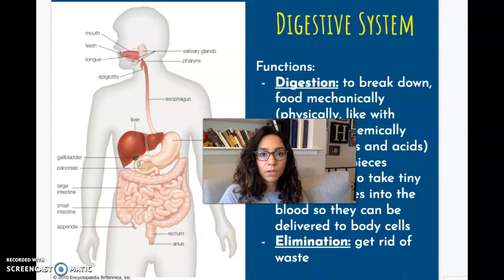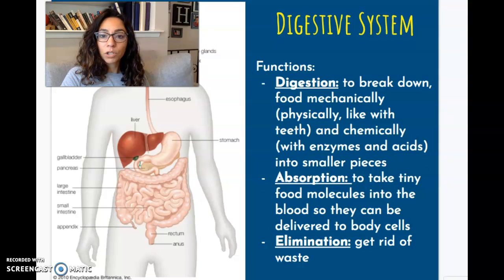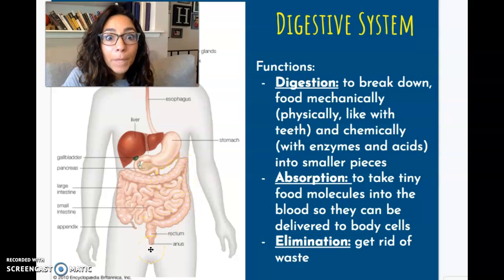Next, we've got the digestive system. So let me move myself so you can see. It has a couple important functions. Break down food, right? Digestion. We can do that mechanically with our teeth, right? By chewing, or chemically, like with the enzymes and acids in our stomach, into smaller pieces. Once they're broken down in the stomach, food goes into the small intestine where it can be absorbed. So those tiny little food molecules that we broke them down into, they can pass into the capillaries of the blood and can be delivered to body cells. And then whatever we don't need, whatever isn't absorbed, goes into the large intestine, which is here, and then eliminated as waste, right? Poop.